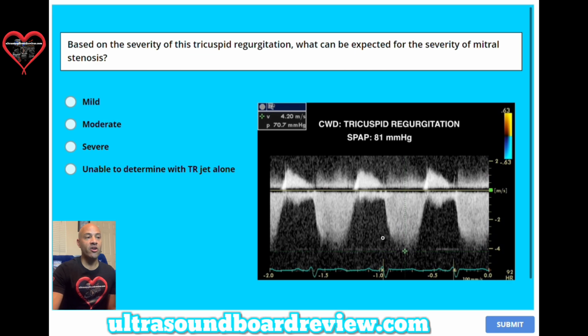Make sure you look at the entire image. For instance, the velocity is 4.2 meters per second. That's important to know.